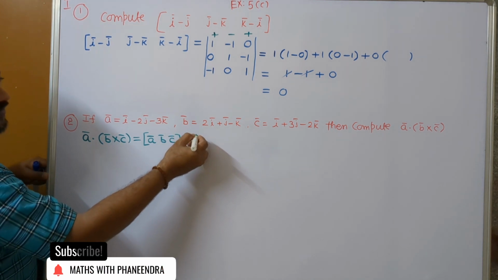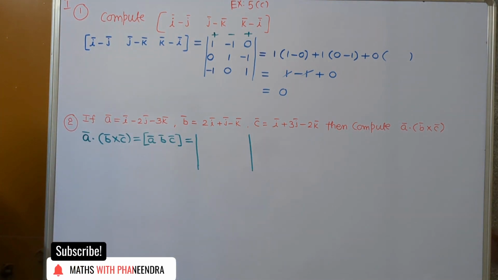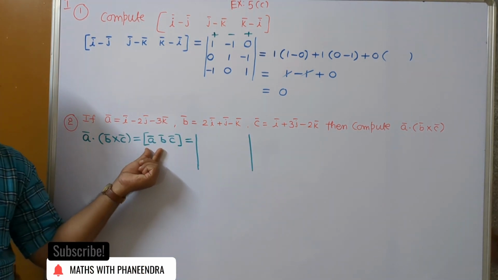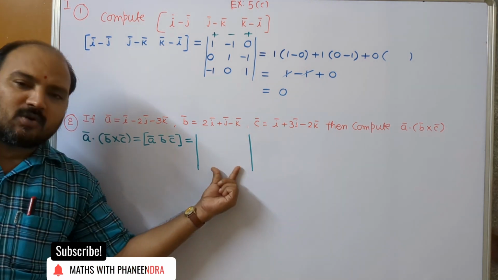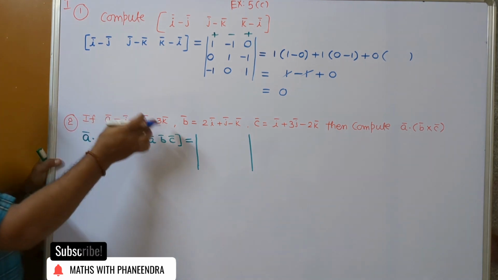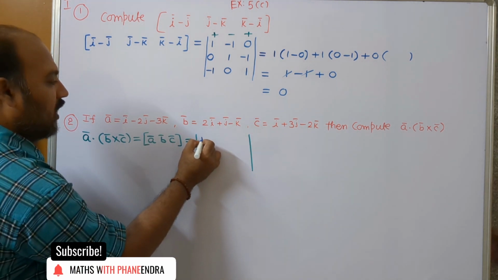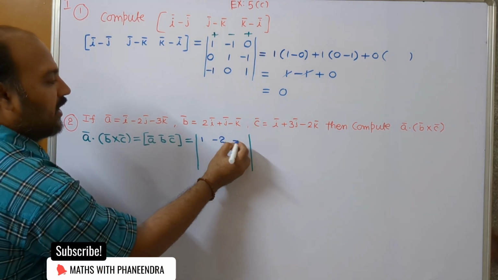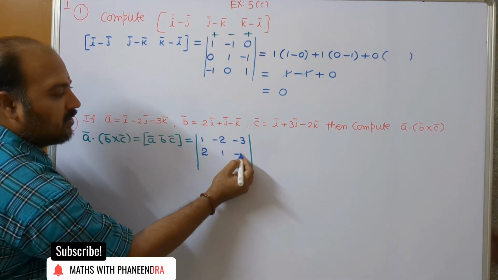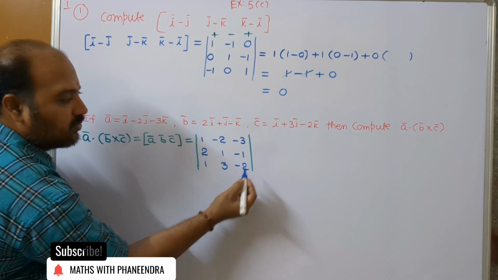Now how to write the box of a bar b bar c bar? In the previous question we discussed it. In the first row, a bar information we need to write, in second row b bar information, in third row c bar information. So a bar values here we have: i bar, j bar, k bar coefficients we need to write. So i bar coefficient is 1, minus 2, minus 3. Next 2, 1, minus 1. Next 1, 3, minus 2.